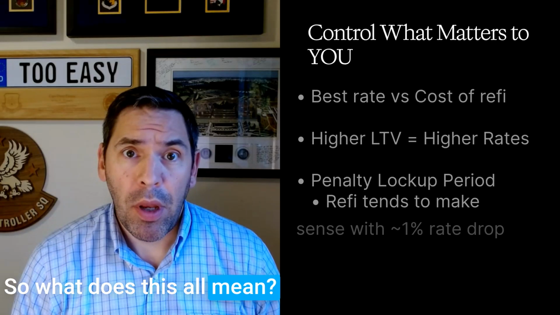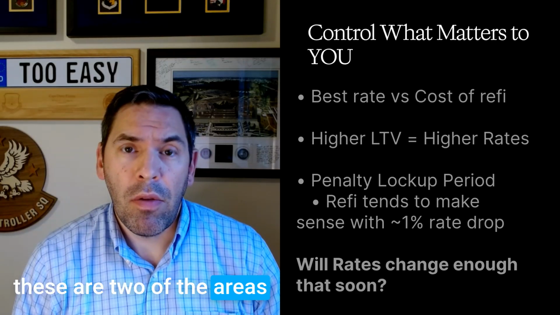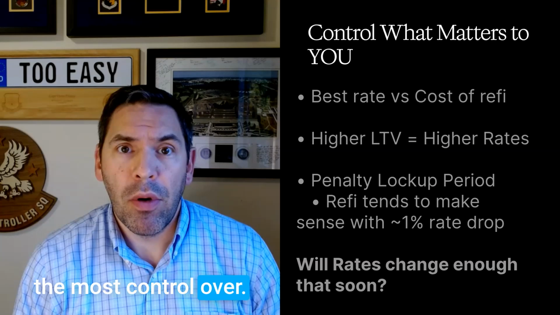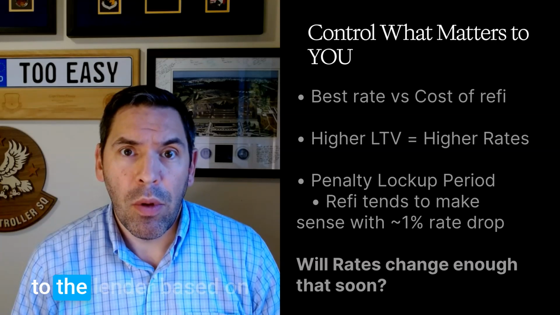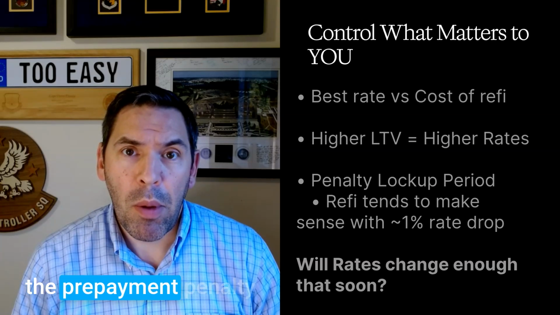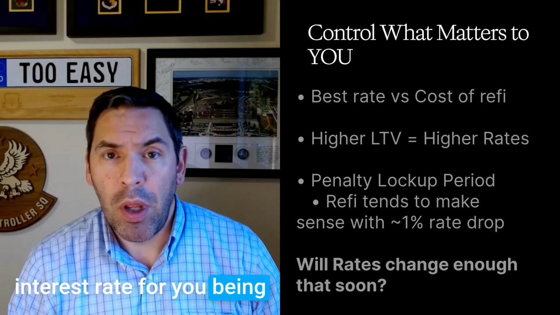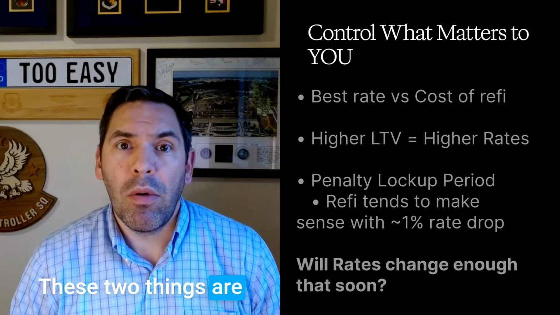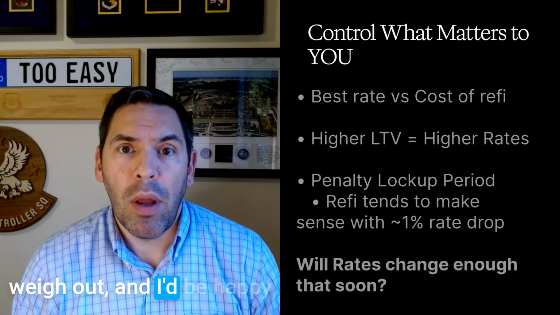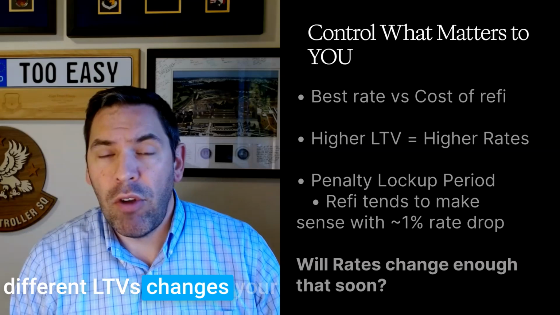So what does this all mean? As I mentioned up front, these are two of the areas that you have probably the most control over. How long you have terms committed to the lender based on the prepayment penalty period, or the best possible interest rate for you being the lowest or striking that balance in between. These two things are things that you need to weigh out, and I'd be happy to run the scenarios for you because determining different LTVs changes your loan size.